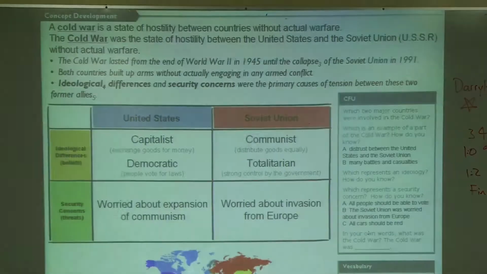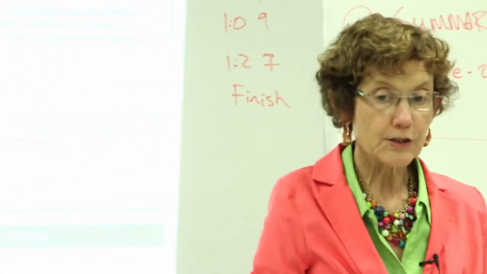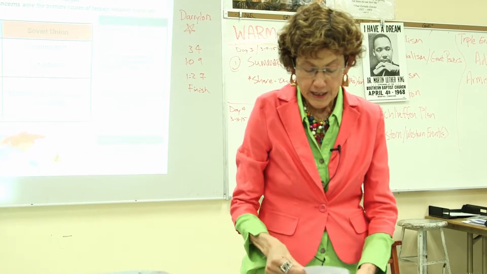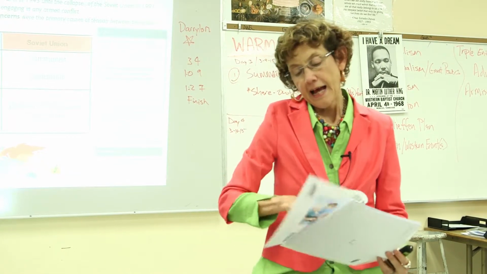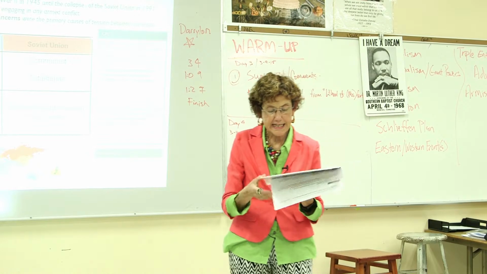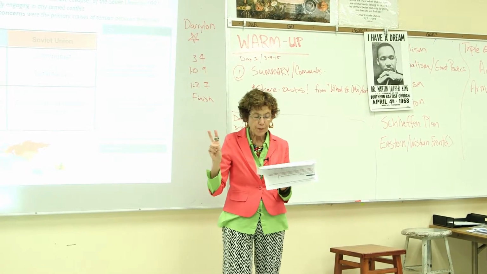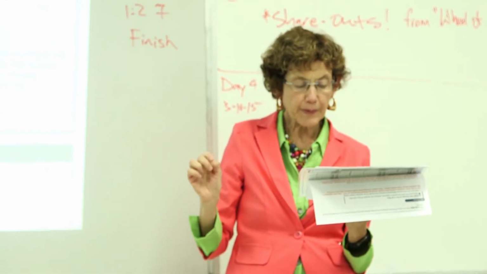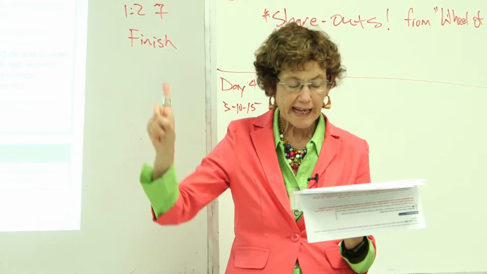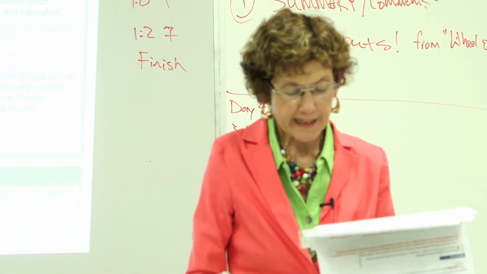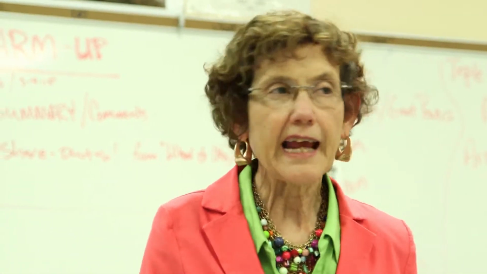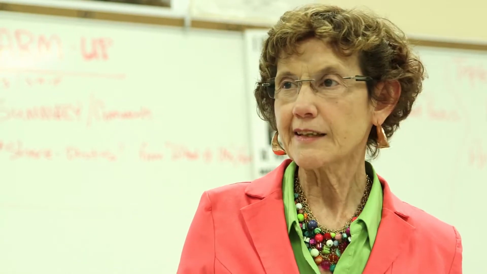So I have a question for you, and it's the checking for understanding. If you take a look at your lesson, on the very bottom you have a CFU, and that's checking for understanding. So I'm going to ask this question here. Let's read that question together, please. Which is an example of a part of the Cold War, and how do you know? A, the struggle between the United States and the Soviet Union. B, many battles and casualties. And casualties just means a lot of dead bodies.